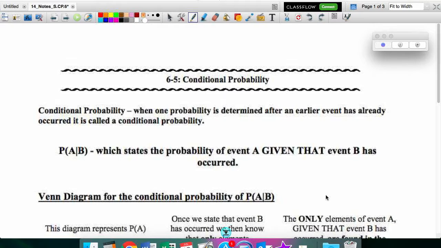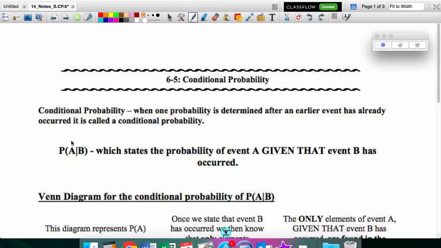Our 6-5 notes are about a difficult but important topic, conditional probability. Conditional probability is the probability determined after an earlier event has already occurred. The notation is as follows. Probability of A given B. This line right here implies the given conditional probability.